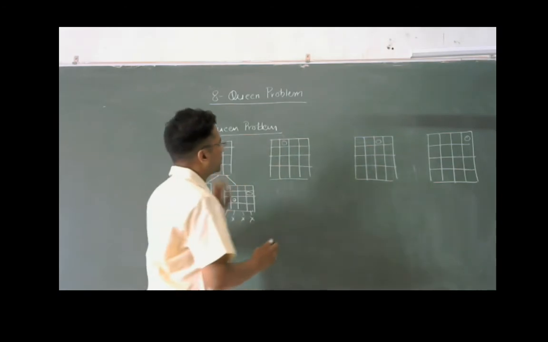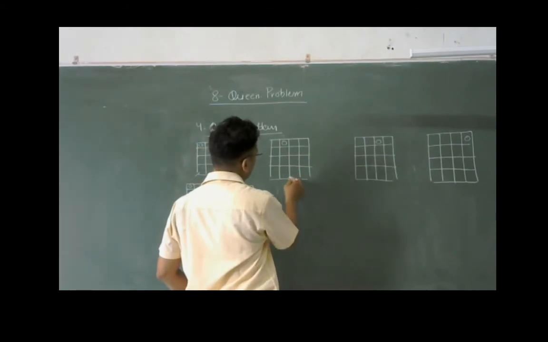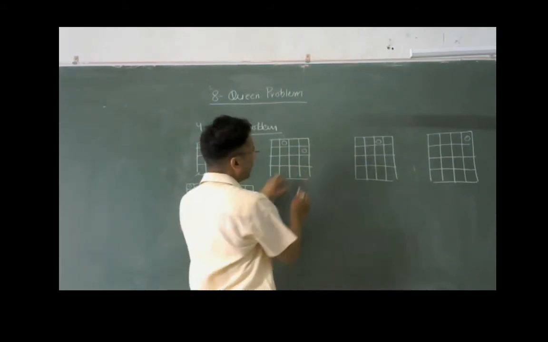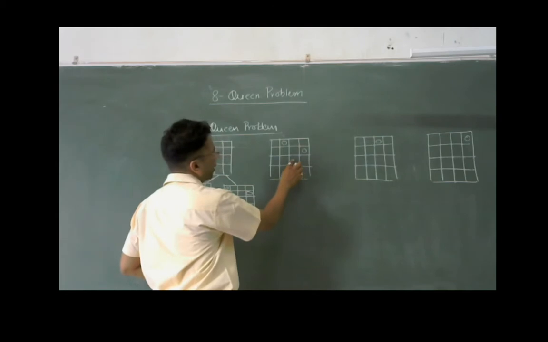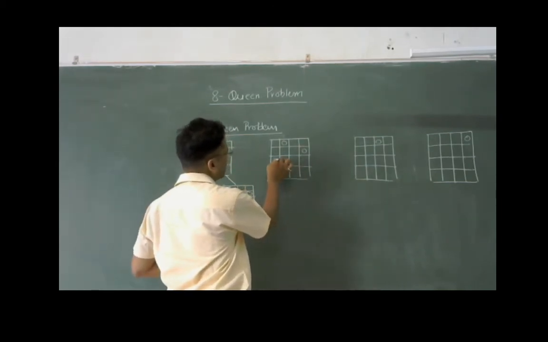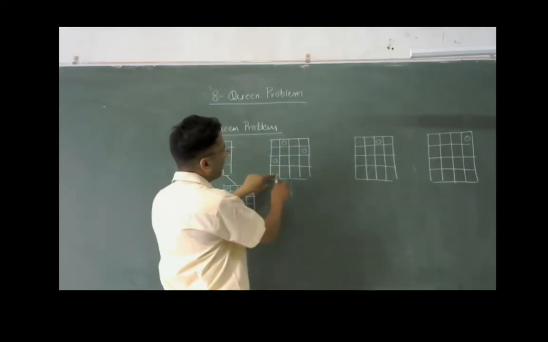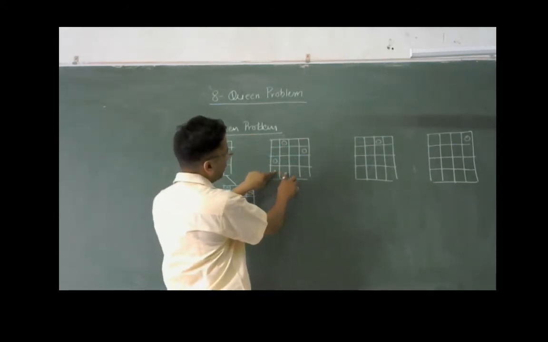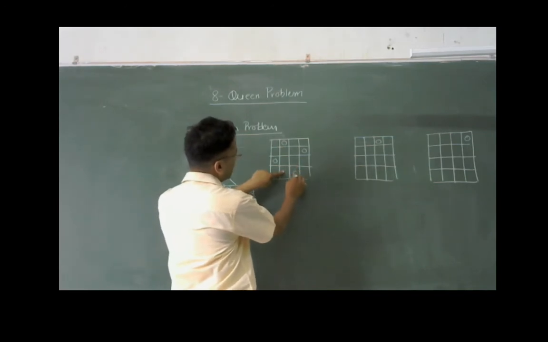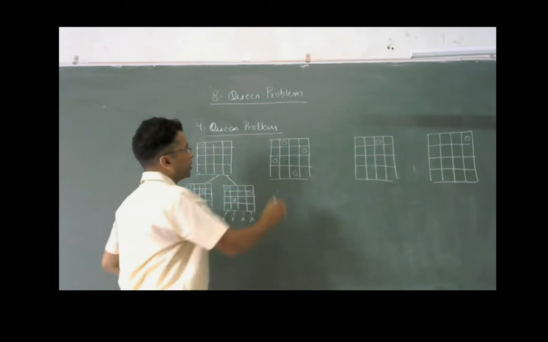Here in this case, the second queen can be placed here only. So when we place the second queen here, the third queen cannot be placed here. The third queen can be placed here, right? After this, the fourth queen cannot be placed here, but it can be placed here.